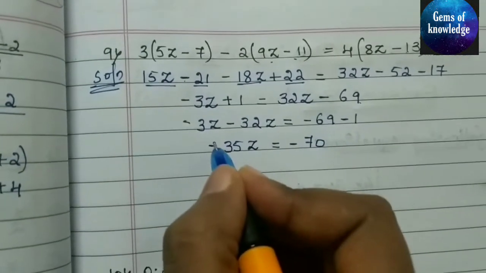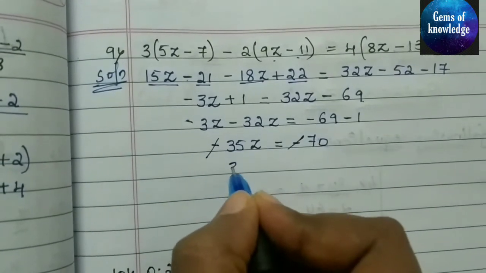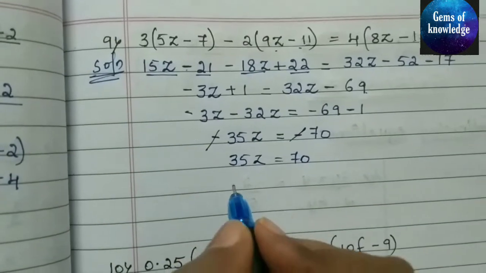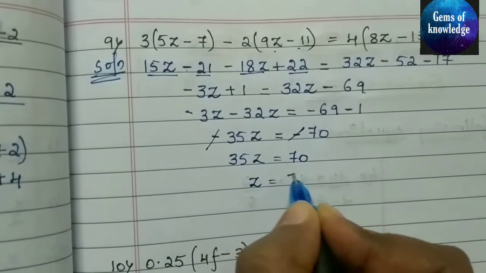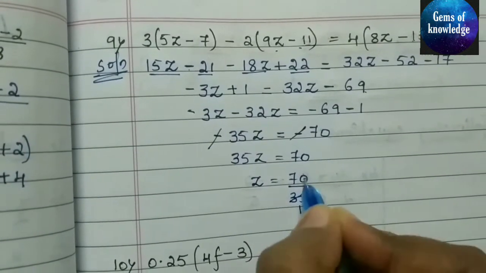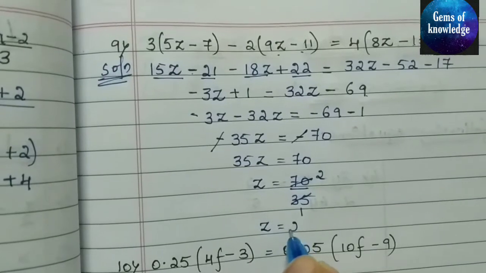You can see here this minus and this minus will be cancelled. What is left with us? 35z is equal to 70. Next, z is equal to 70 divided by 35. So 35 ones are 35 and 35 twos are 70. So we have z is equal to 2.